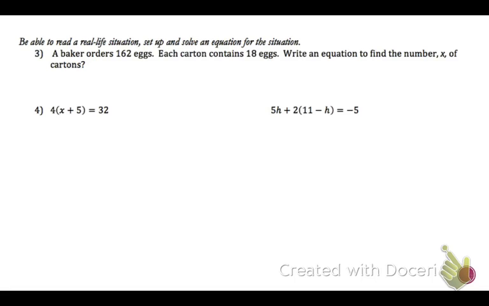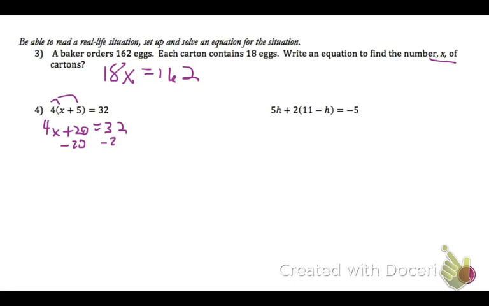So we know that there are 18 eggs per carton. Since carton stands for x, we could multiply that, and that would tell us how many eggs there are. And we know our total, it is 162, so we set that equal to 162. Now let's solve equations 4 and 5. So in that, we simply look what we've got and then follow the math. So we need to distribute the 4 for starters. Bring down your 32.